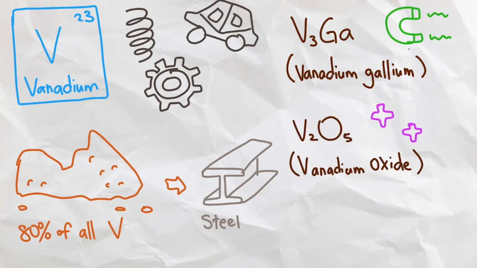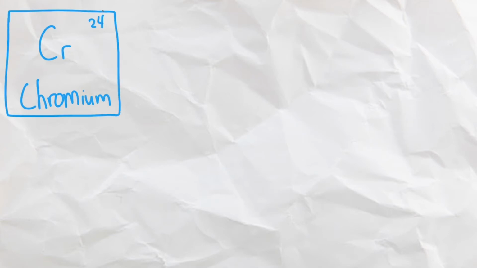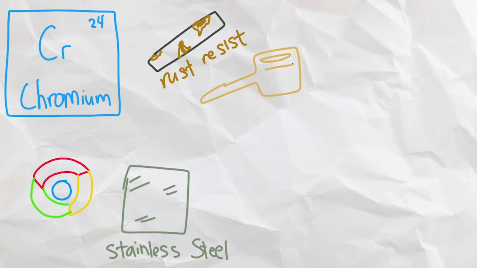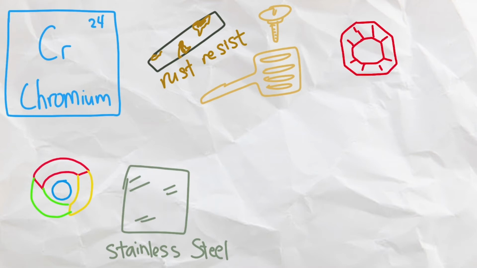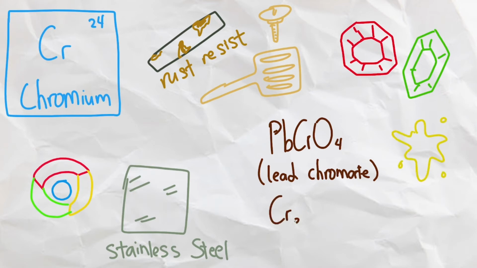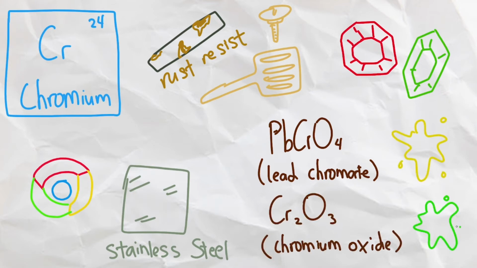Next, we have chromium, a hard and shiny metal most notably used to make stainless steel, as this element is corrosion and rust resistant. This means that chromium is used to make stainless steel kitchenware and vehicle parts. Chromium makes rubies red and emeralds green, and chromium compounds give us more colors. Lead chromate gives us yellow paint, while chromium oxide gives us green paint.